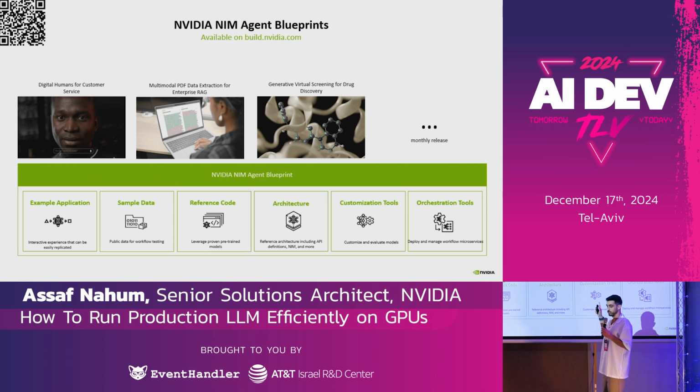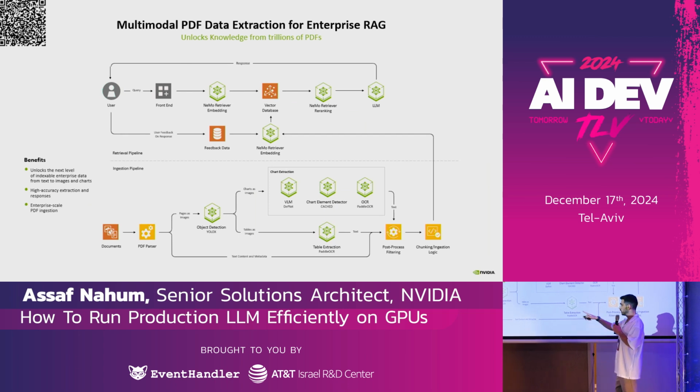NIM also gives a solution of blueprints, which are workflows for specific use cases that show how to use the different microservices and how they connect to each other. You can basically download them, use them, and change them to your needs. Let's take, for example, the multimodal PDF data extraction. In this case, we take the documents and parse them using different NIMs in different formats, as images, as charts, as tables, just as text, and the metadata. And after cleaning, like I said before, we embed it into the vector space and use it in RAG.